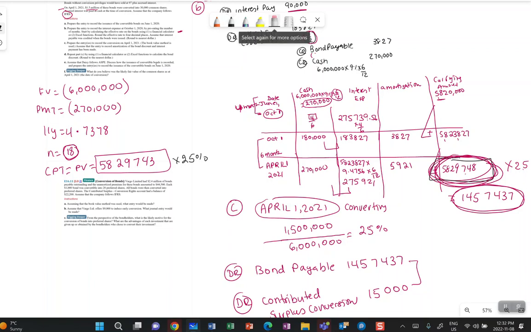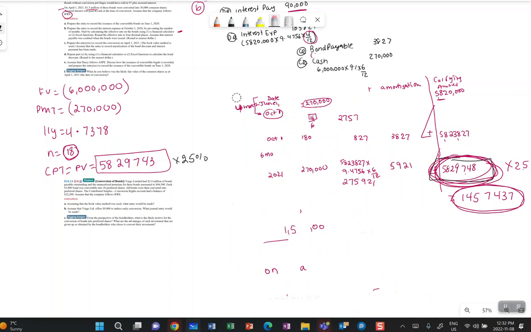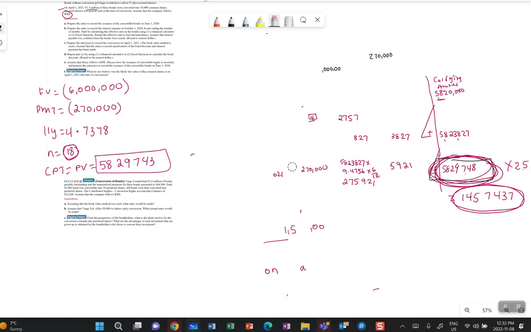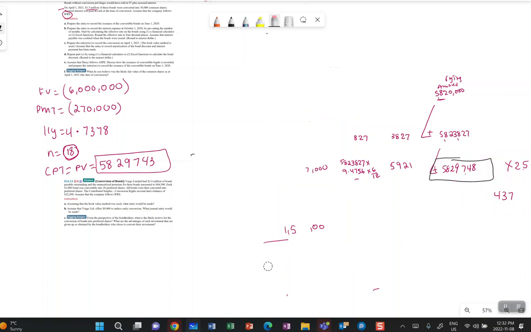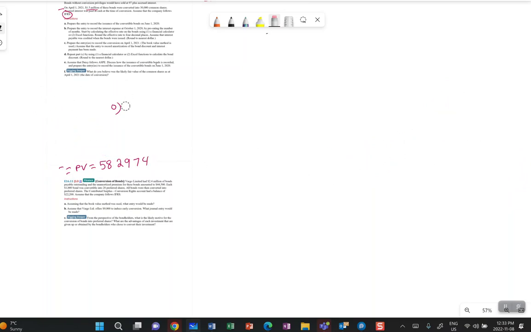So what the question is asking us to do is, if the company was following ASPE, what will be our first entry that we did in part A? Would that change? Yes, of course it would change, because when we issue a bond, unless you're told otherwise, ASPE makes the equity portion to be 0. So that's what they want to do.